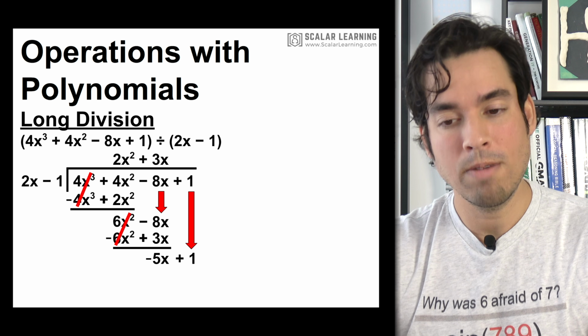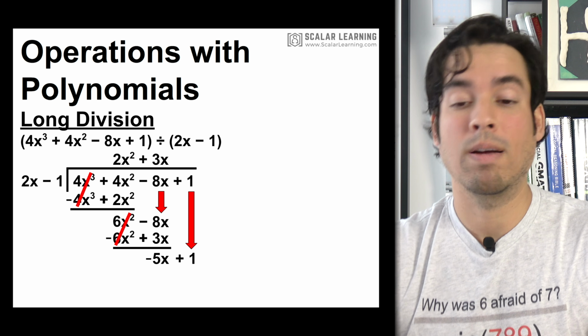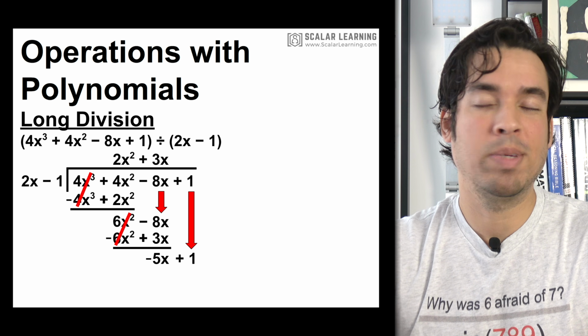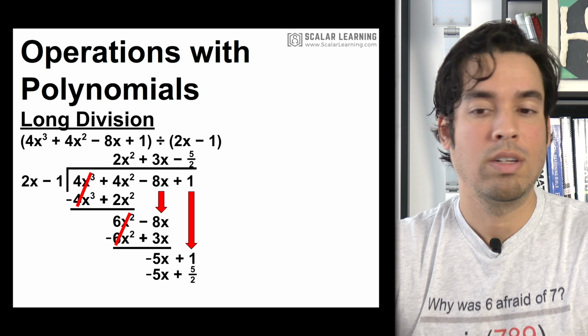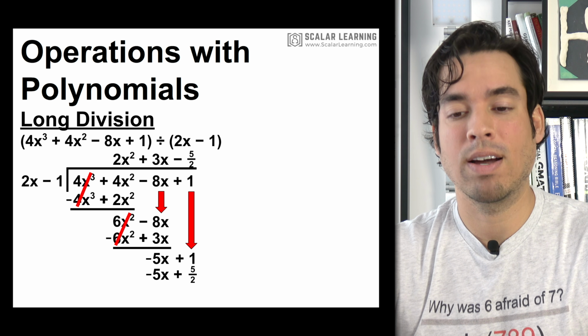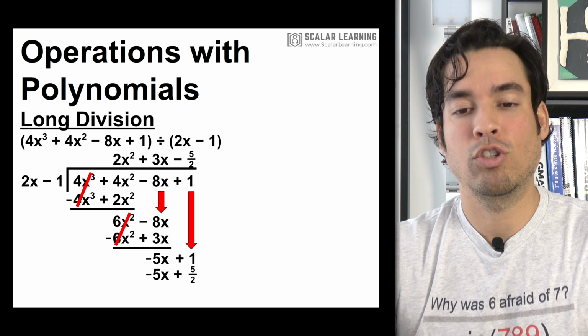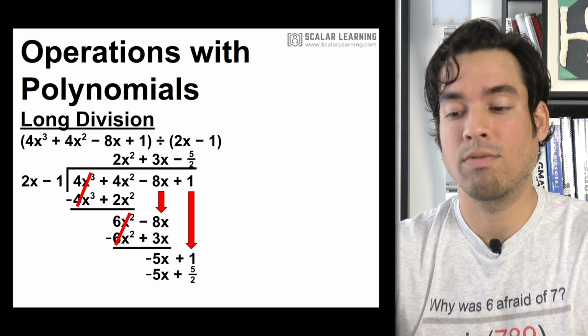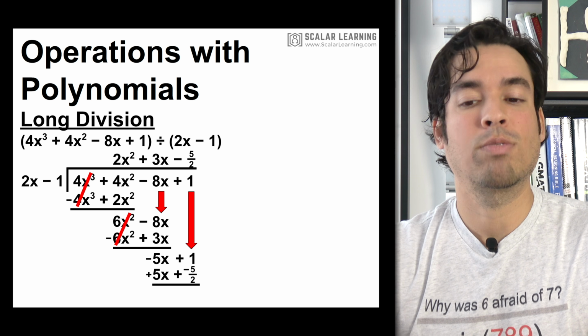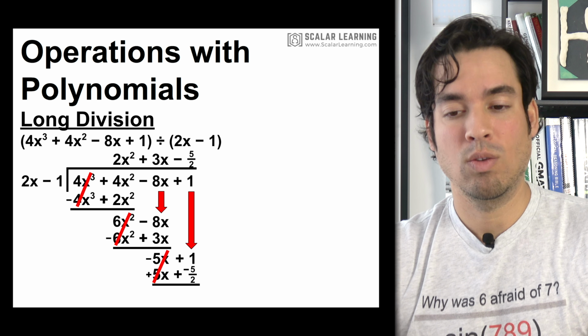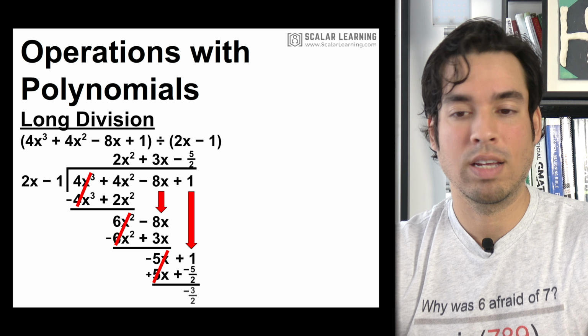Again, I drop the 1 and we repeat it one more time. So what times 2x gives me negative 5x? That would be negative 5 over 2. Negative 5 over 2 times 2x gives me negative 5x. And then negative 5 over 2 times negative 1 gives me positive 5 over 2. Negate, negate. And again, negative 5x plus 5x is nothing. And the 1 plus negative 5 over 2 is negative 3 over 2.